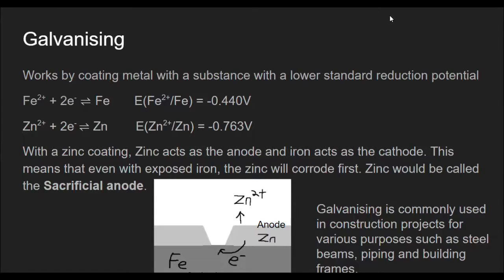Another way to protect against corrosion is galvanizing. And this works by coating the metal with a substance with a lower standard reduction potential, such as zinc. So here we have iron, and zinc has the lower reduction potential. So with a zinc coating, zinc acts as the anode, and iron acts as the cathode. This means that even when the iron is exposed to the air, the zinc will corrode first. So in this case, zinc is called the sacrificial anode. Galvanizing is commonly used in construction projects for various purposes such as steel beams, piping, and building frames.